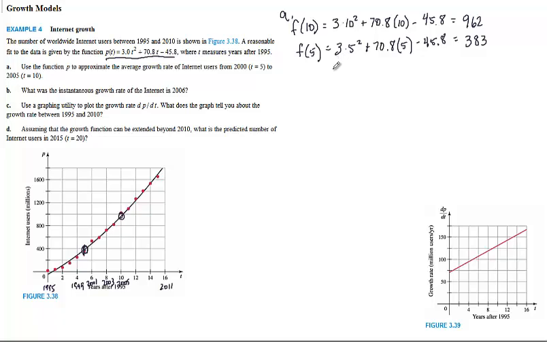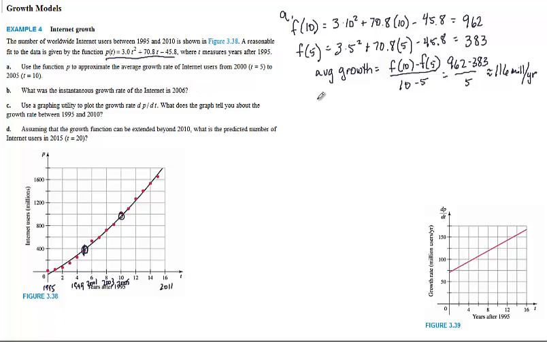So I went and got those values for you. Now we're supposed to write average growth. So I'm going to do f of 10 minus f of 5. It's just difference in the y's over the difference in the x's, 10 minus 5. And I would just plug in 962 minus 383 all over 5. And when you crunch those numbers, you'll get about 116 million per year.